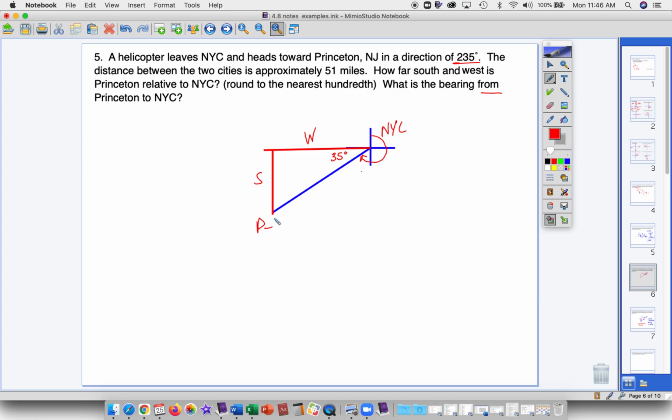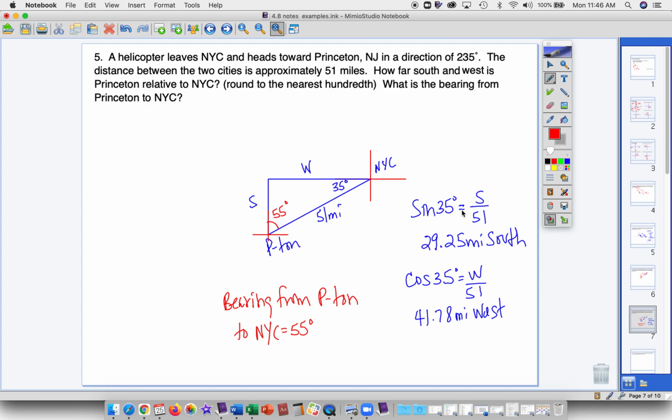Okay, so here's Princeton. And we want this angle here, you want to give it as an aerial navigation bearing, just like the other angle was given. So pause the video, try that, and then come back when you're done.